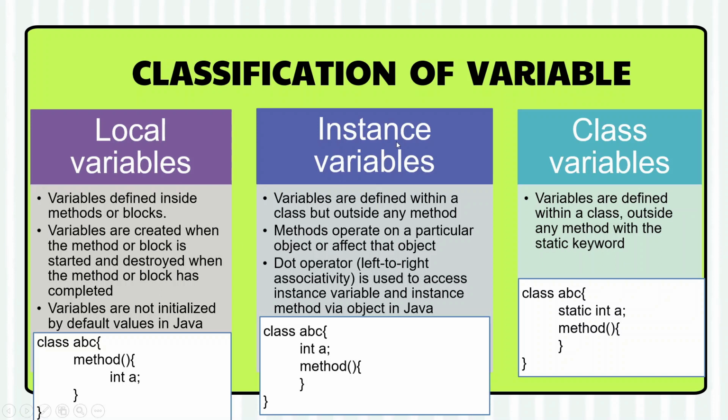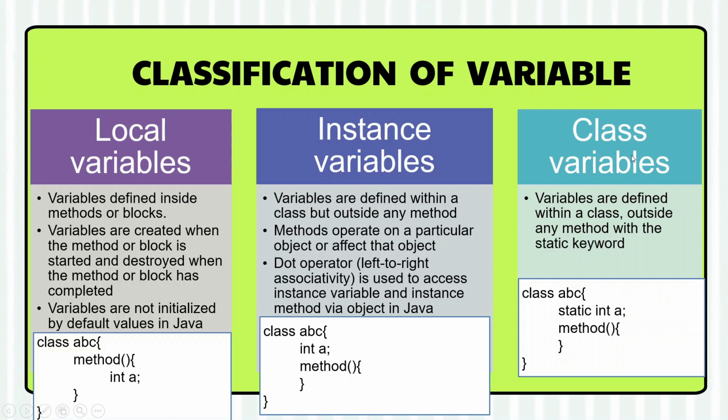Now we will see instance variable. It is related to an object. Variables are defined within a class, but outside any method. Here, methods operate on a particular object or affect that object. If I want to use this a, then I have to first create an object. Using that object, I can call this variable. So the dot operator is used to access an instance variable. This is an instance variable, and the instance method, that is the method here. So you have to use dot to access this variable and method. Fine.